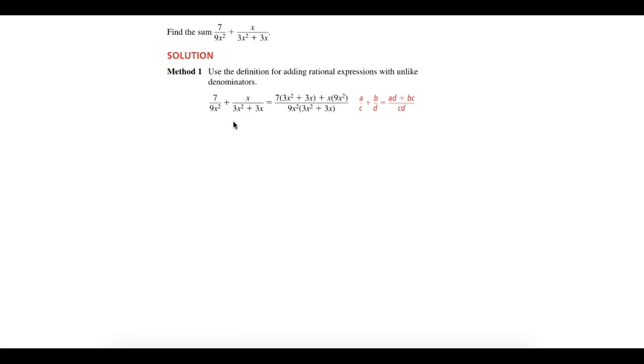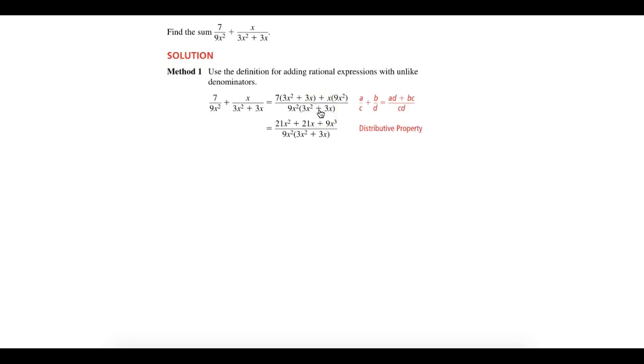Okay, now once we get this, we need to go ahead and simplify. So let's go ahead and start doing that. We need to distribute and turn all these expressions into their simplified form. So we take 7, distribute it to 3x squared plus 3x. So we get 21x squared plus 21x. And then x times 9x squared gives us 9x cubed. And that's all over our common denominator.